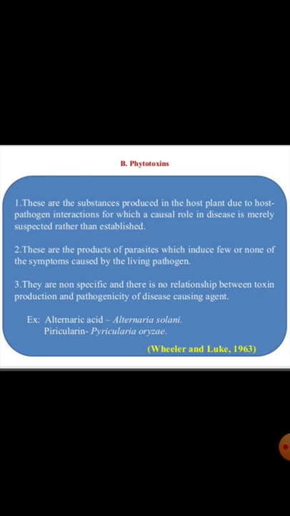Next, we are discussing phytotoxins. These are the substances produced in the host plant due to host pathogen interaction. These types of toxins are produced after the attack of the pathogens, when the pathogen is interacting with the host plant. At that time, phytotoxins are produced, for which the causal role in disease is merely suspected rather than established. So we suspect, suspect means शक करना. So we think that if toxins are produced, then the plant is suffering, or the host plant cell is suffering from a disease. These are the products of parasites, which induce few or none of the symptoms caused by the living pathogens.